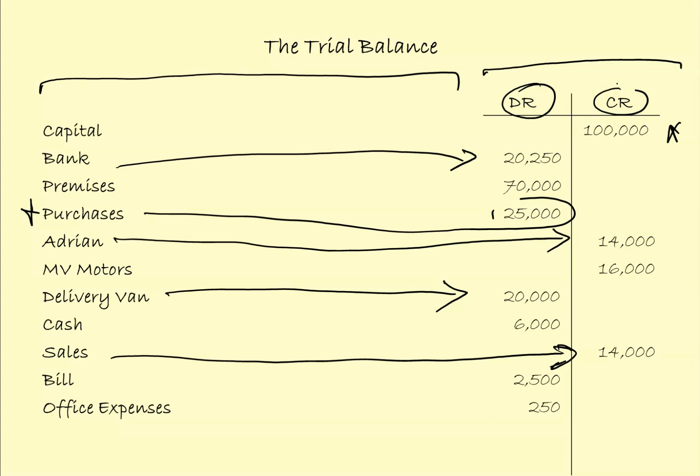Now I'm going to add up the debit and the credit side. So I put the little line across there, add them both up, and both sides must balance. So the debit comes to 144,000, and the credit comes to 144,000. So I now have a balanced trial balance.